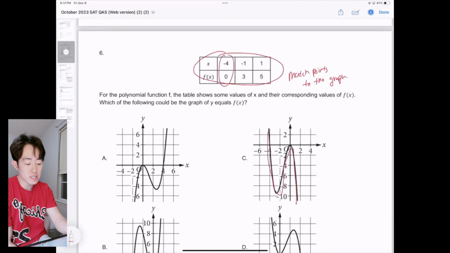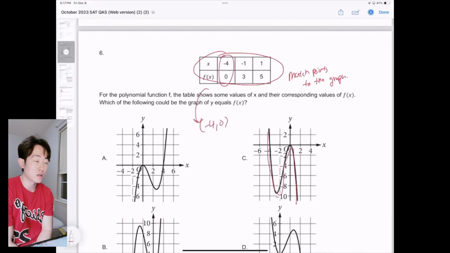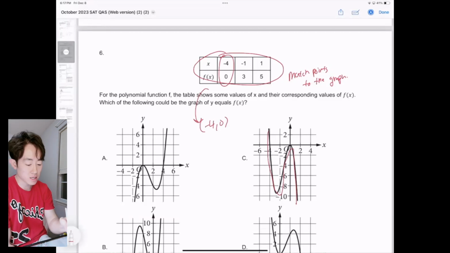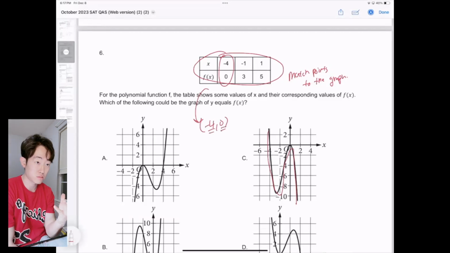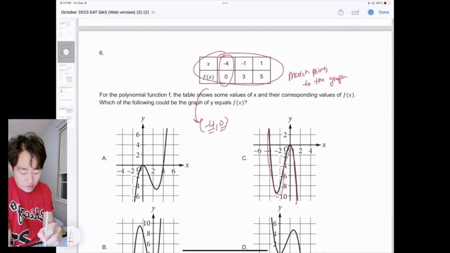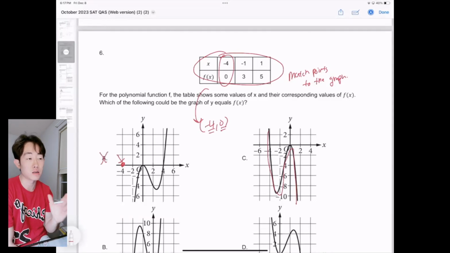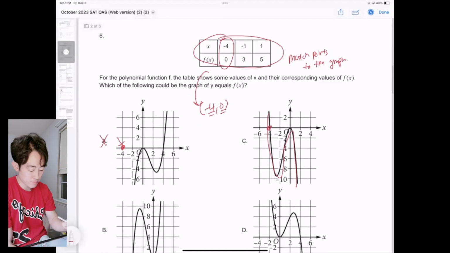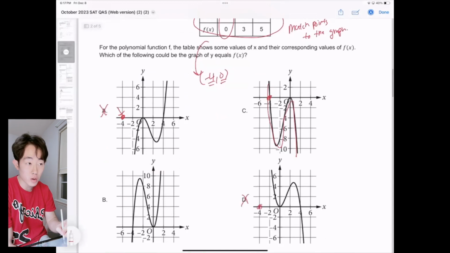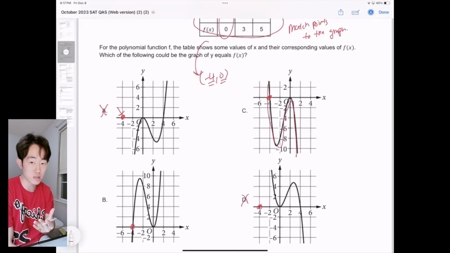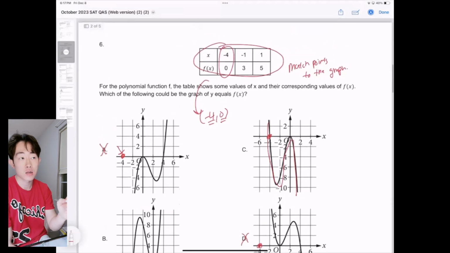The first point I see is -4, 0. By the way, you have to have a good knowledge of converting the table into coordinate format. x is -4, y is 0, so there we go. Now, if you look at A, -4, 0 is supposed to be here, and the graph is not even going through that point. So you can automatically eliminate A. Narrow your scope of choices. C goes through that, certainly. D doesn't even go through that because it's supposed to be here. And B goes through. Okay, so I'm already down to a 50-50 situation just by understanding the first coordinate was -4, 0.